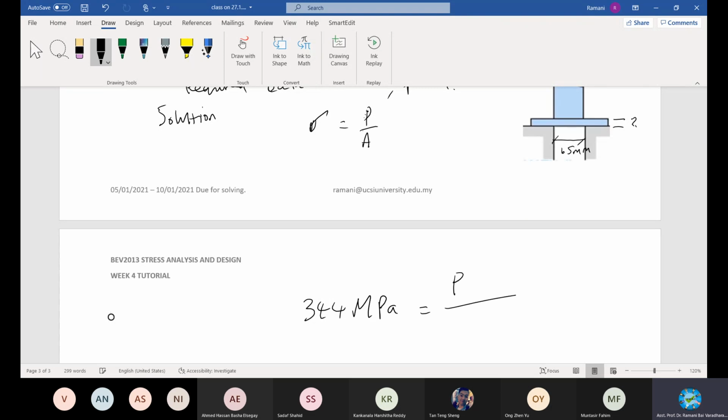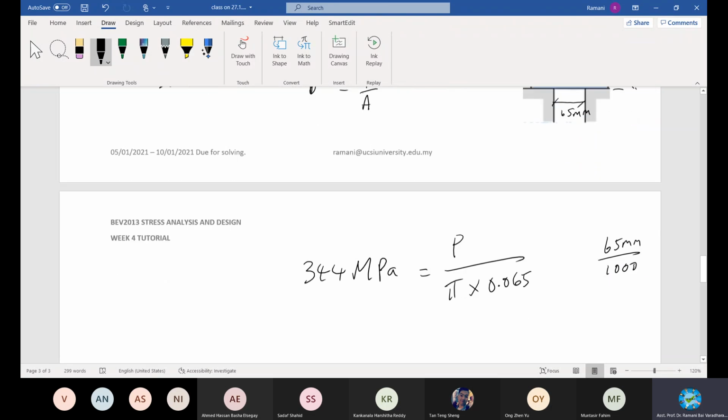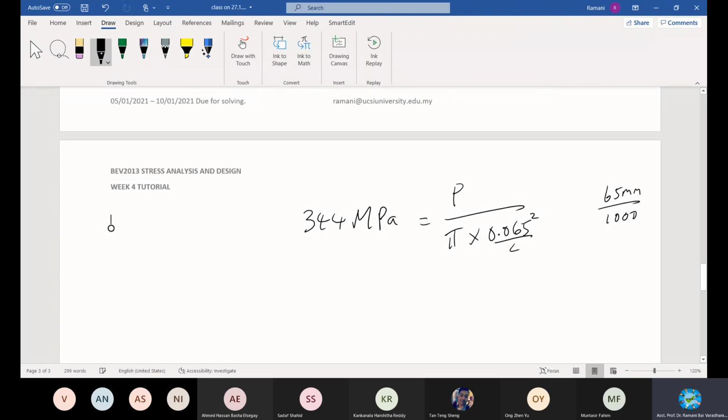Load is to be known, and then area is pi d square by 4. Diameter is 0.65 mm, right? Divided by 1000, it will be 0.65. To change to meter, 1000 mm equal to 1 meter. So I do it this way. Pi d square by 4 is my answer.